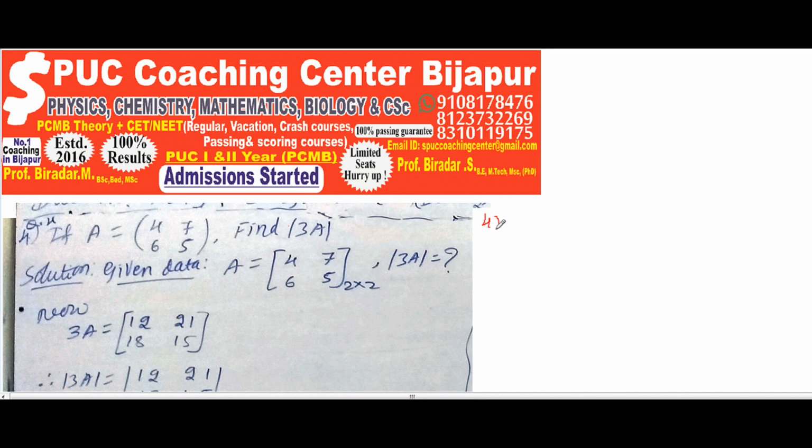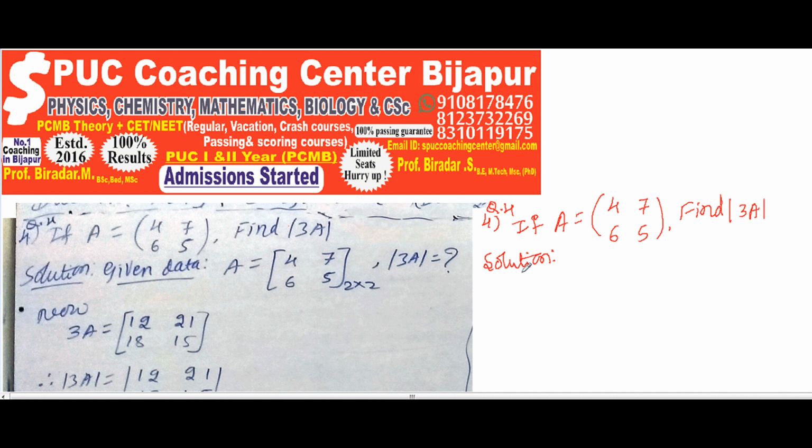Fourth question. Usually it is going to appear as a fourth in a main examination. So if A is equal to the matrix 4 7, 6 5, then what he has asked is to find the determinant of 3A. So, solution, we shall proceed here.